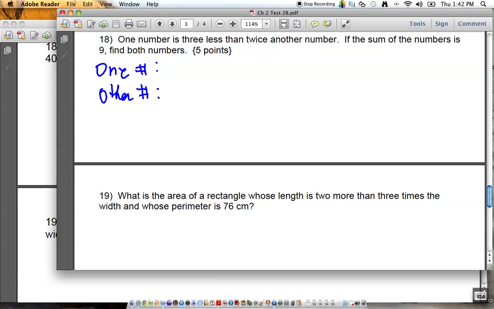Okay, so I don't care if you write first number, second number, one number, other number, whatever, it doesn't make a difference. Bottom line is, the whole question talks about both numbers, both numbers, both numbers. I always let the first one be n or x. Last time I used x, this time I'll use n. It makes no difference. What's the other number? 2n minus 3. Good. So I'm going to cross that right out.